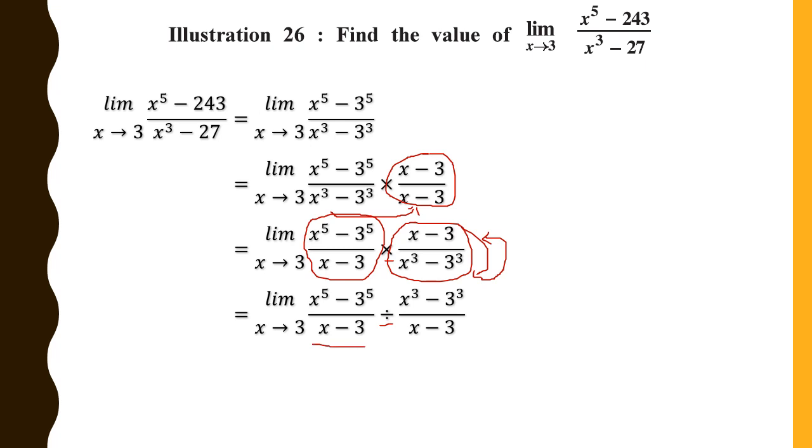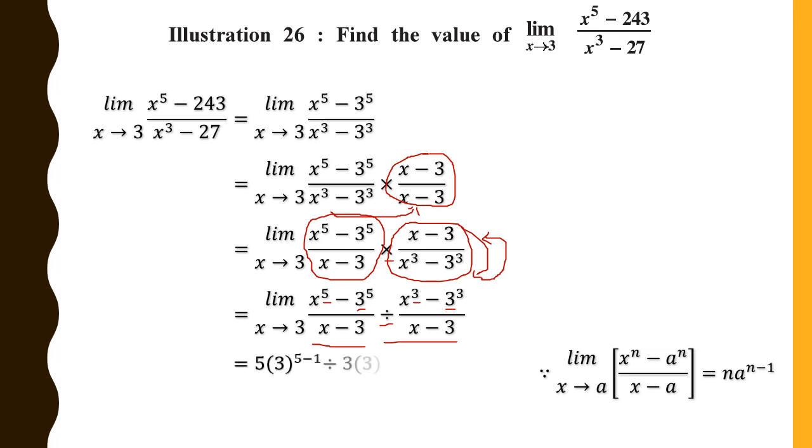So right now we have two forms which we need to simplify. For the first form, the value of n is 5, a is 3. For the second form, the value of n is 3, a is 3. So accordingly we are going to write it down. As you can see, I have written down the form here which we have to write for the sake of explanation. So it will look like this.